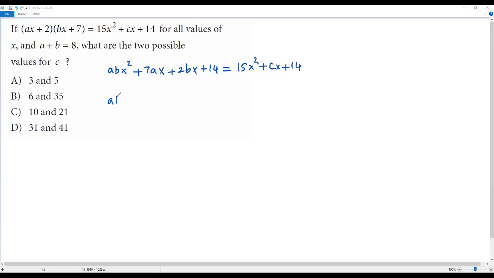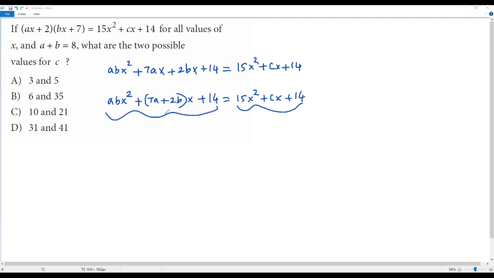Okay, here on the left side we have ab times x squared, and here we find x in these two terms, so we can factor x out. Then if I factor x out, I'll get (7a + 2b) times x + 14 equals 15x squared + cx + 14. Okay, on both sides we have a quadratic expression. That is, two quadratic expressions are equal.